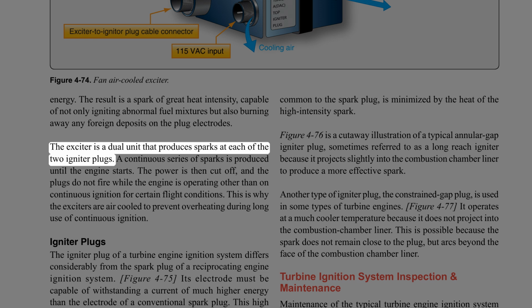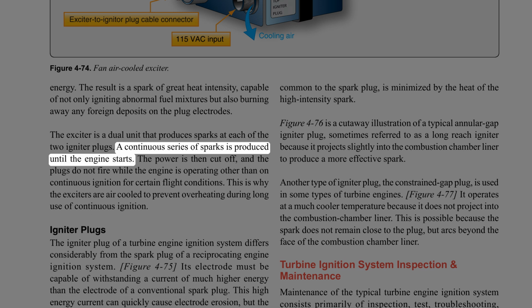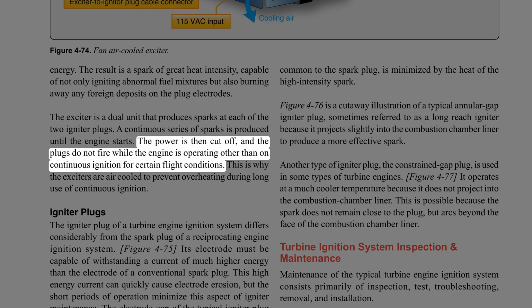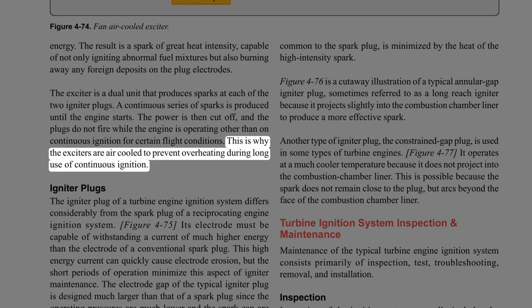The exciter is a dual unit that produces sparks at each of the 2 igniter plugs. A continuous series of sparks is produced until the engine starts. The power is then cut off, and the plugs do not fire while the engine is operating other than on continuous ignition for certain flight conditions. This is why the exciters are air-cooled to prevent overheating during long use of continuous ignition.